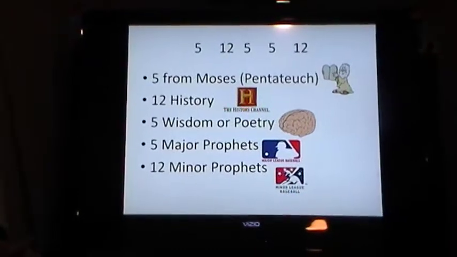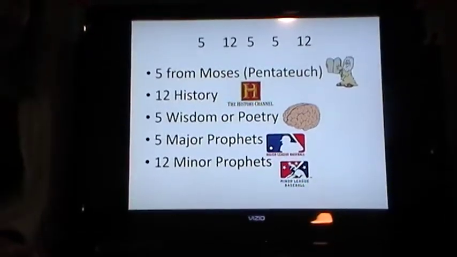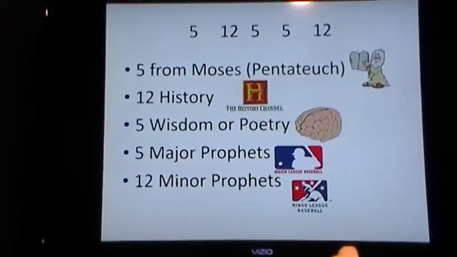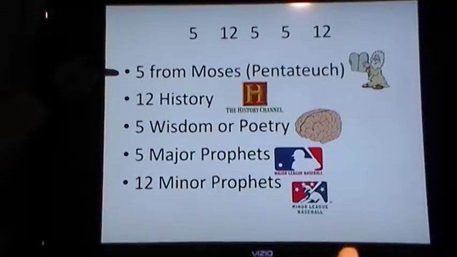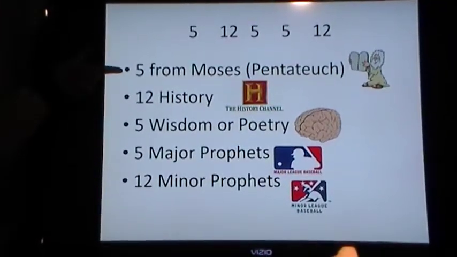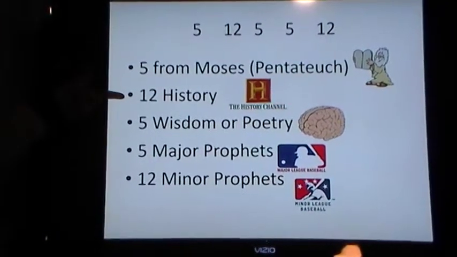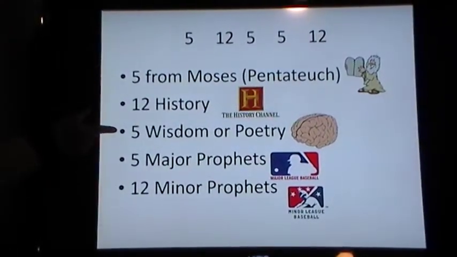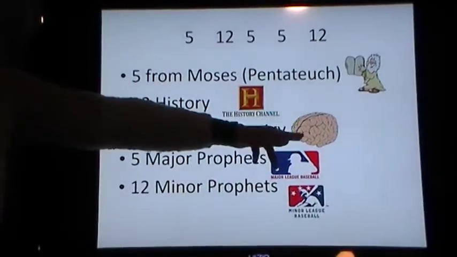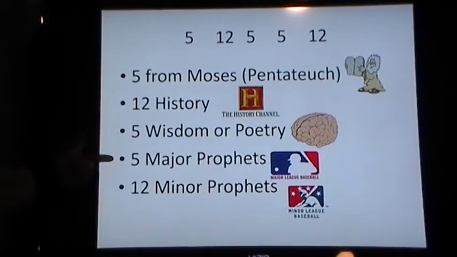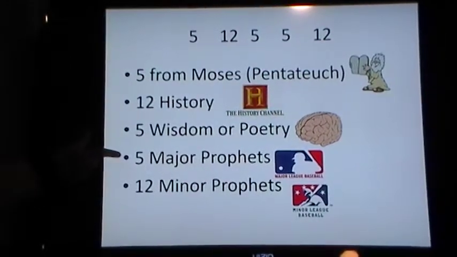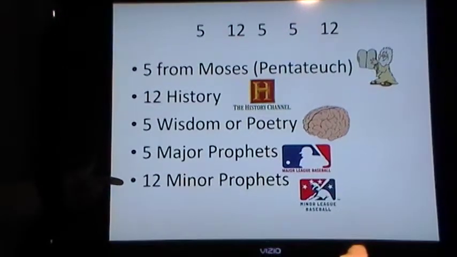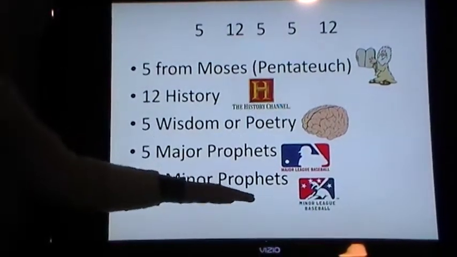All right. There are 5 sections of the Old Testament. And that's the 5 sections that we're going to put on the baseball field. So first of all, we're going to have the first 5 books of the Bible from Moses. Then there are 12 history books. So we have the History Channel there. 5 books of wisdom or poetry. So we've got the brain. 5 major prophets. It wasn't that they were more important, but they were bigger books. So 5 big major books and 12 minor prophets. So we've got the major leagues and the minor leagues.